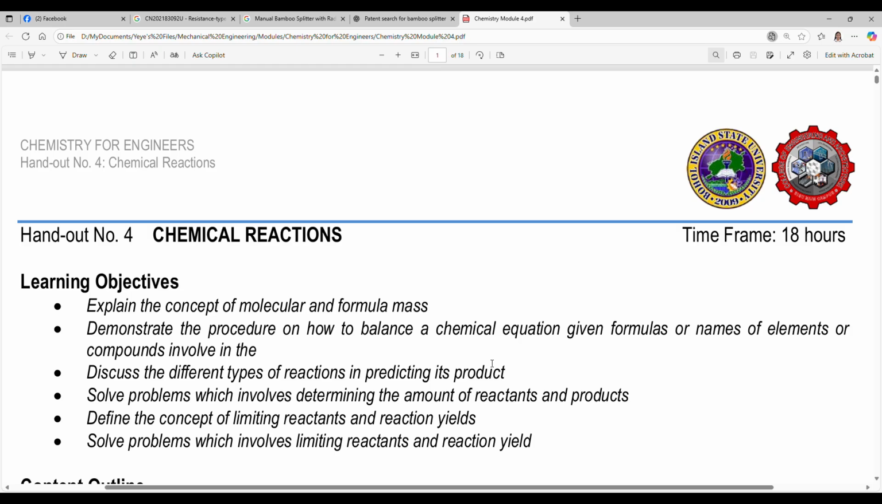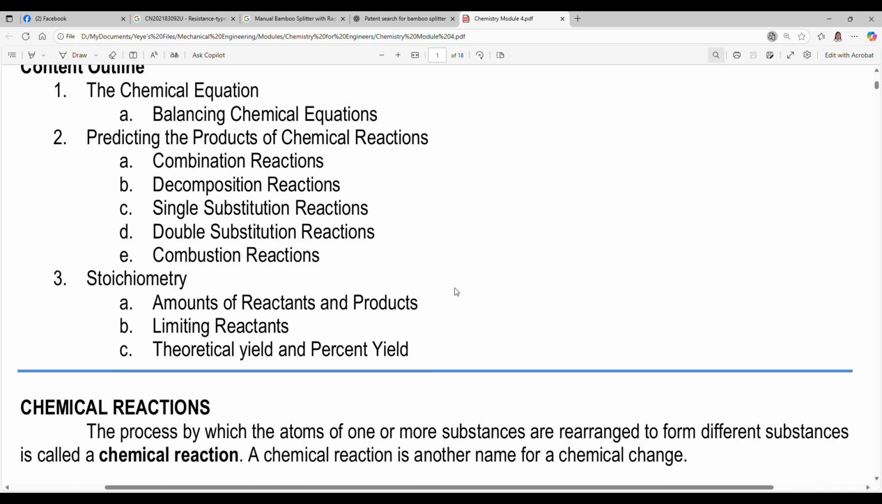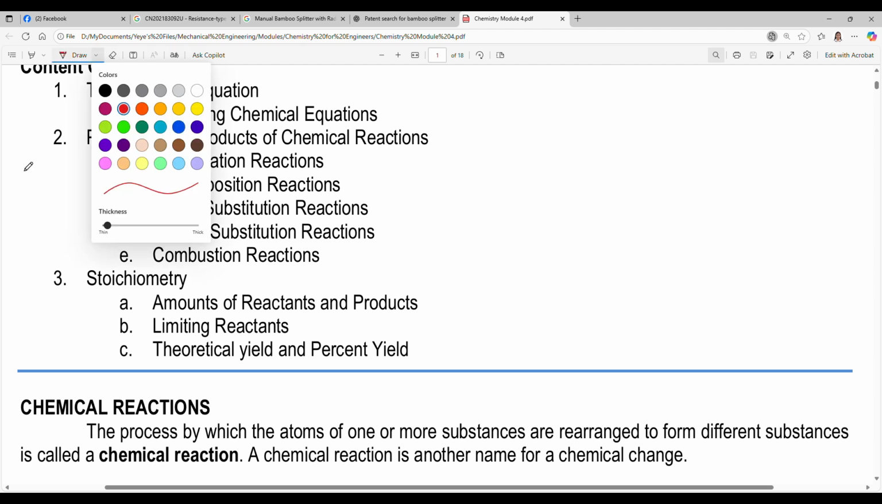Good day, everyone. For today, we will be discussing handout number 4, which is all about chemical reactions. Here we will be balancing chemical equations. Also, in this handout, we will be learning how to predict the products of different chemical reactions. Also included in handout number 4 is stoichiometry: the determination of the amounts of reactants and the amount of products, as well as the limiting reactants and the theoretical and percent yield.